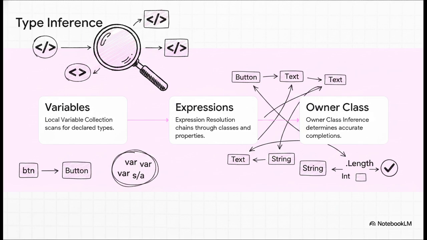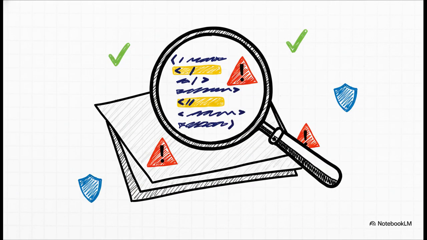First, local variable collection. The engine scans your code and sees, okay, btn was declared as a button. Second, expression resolution. It looks up the button class, checks its properties, and sees that .text returns a string. Finally, owner class inference. It looks at the string class to confidently suggest .length, which it knows returns an int. It chains all this logic together completely seamlessly in the background. And because the client has such a profound semantic understanding of your code, it can provide incredibly powerful diagnostics.